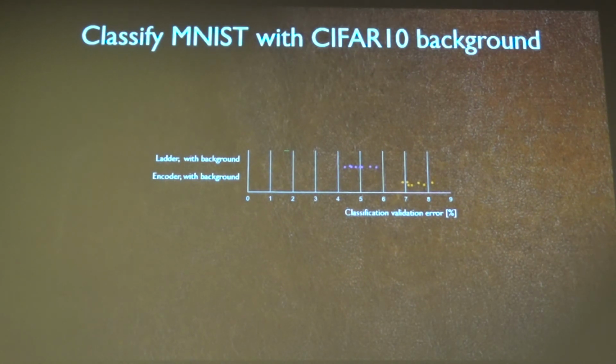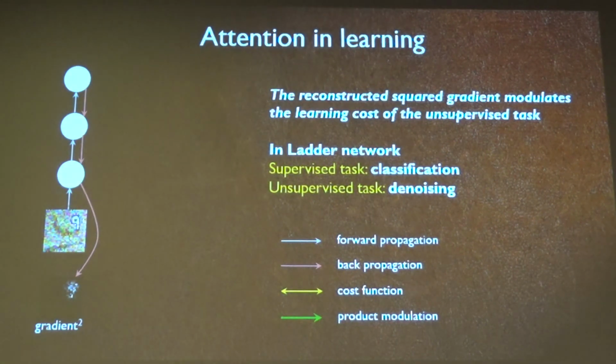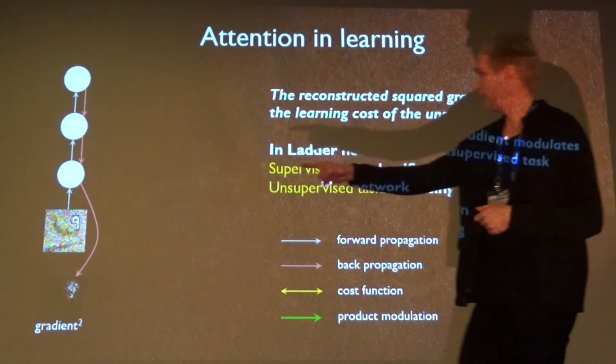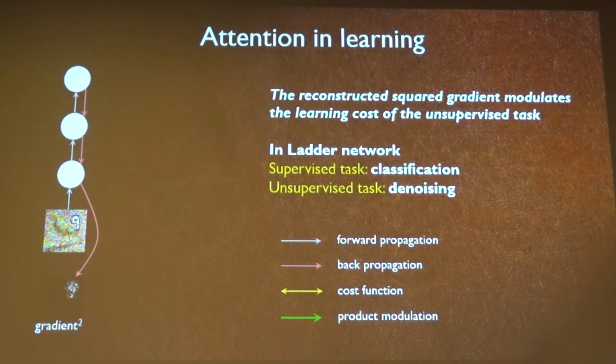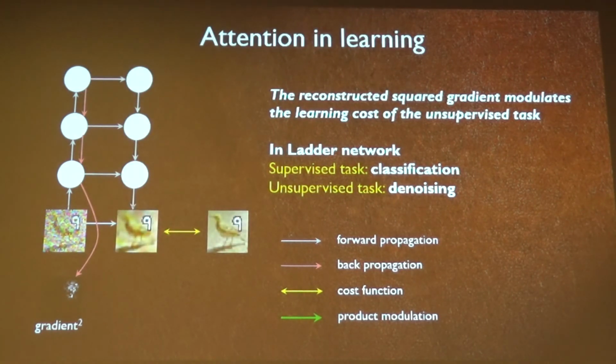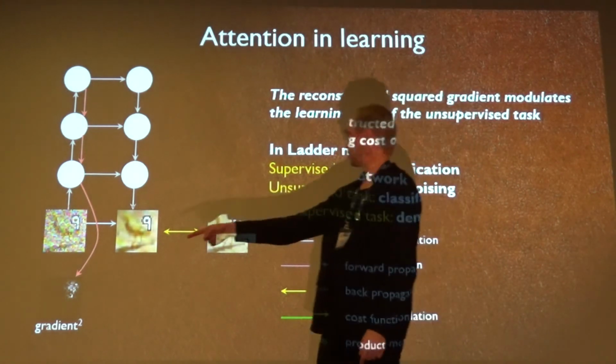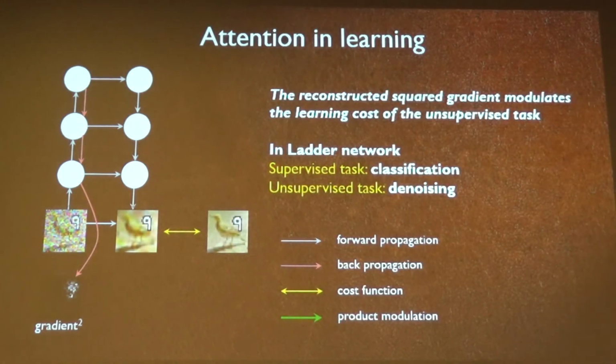This is not just a problem here, but it's always a problem when you have primary tasks and then some auxiliary tasks. What to do? Our solution is to add a kind of attention to learning. If you think of just the encoder, here we have a noisy version of a 9, and then there's some background, and then we train an encoder. We can use the gradients to see what the network pays attention to, and then we can use that gradient to modulate. So this is the normal ladder network with a denoising task on top of the classification task.